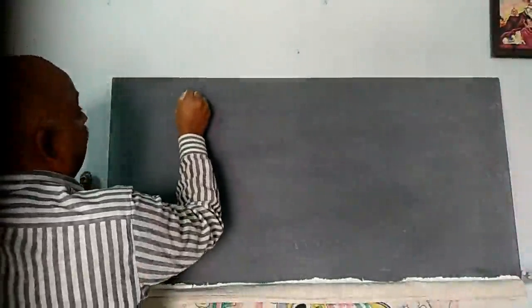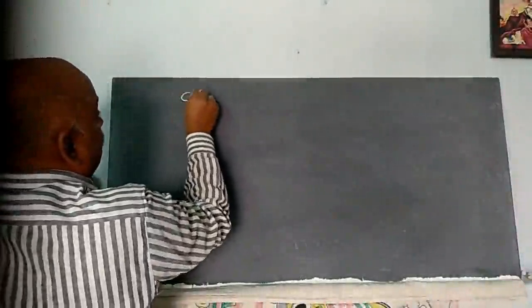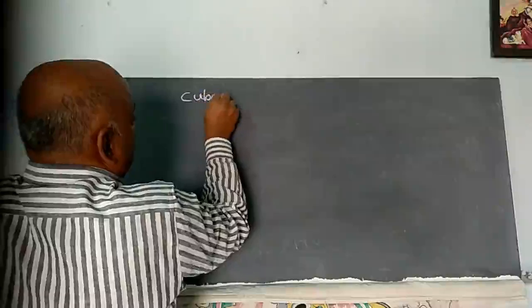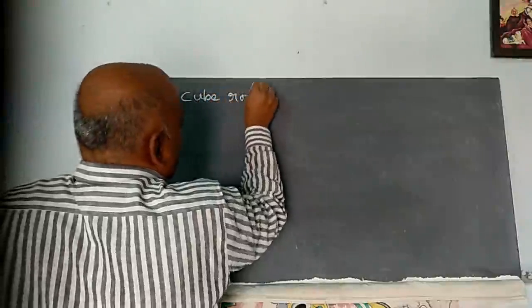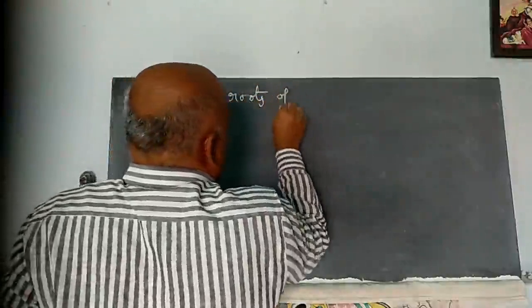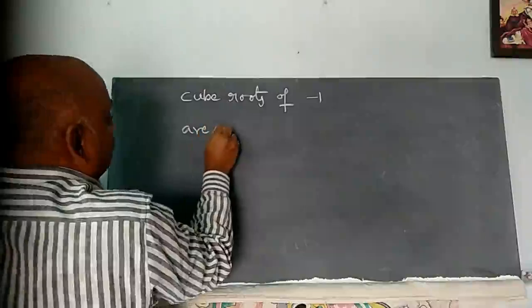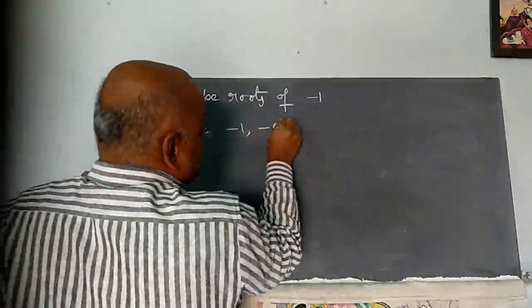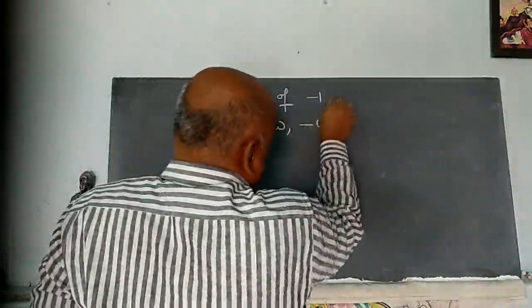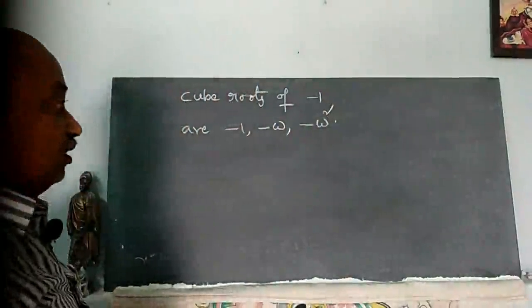Next, cube roots of minus 1. Cube roots of minus 1 are minus 1, minus omega, minus omega square.